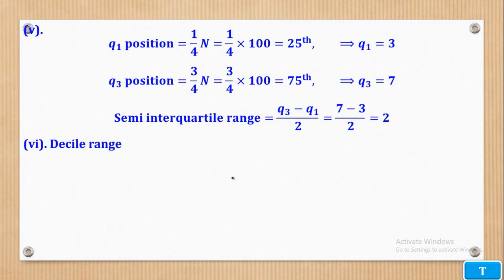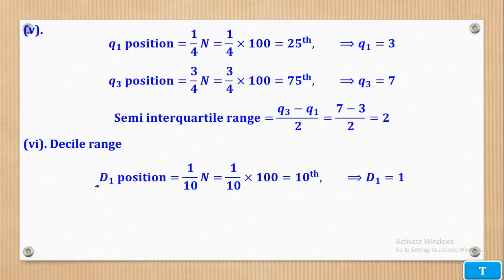Then Roman 6, they wanted decile range. Now decile range means D9 minus D1. So for you to get D1, you have to first get the D1 position. And decile, remember, means out of 10. Therefore D1 is 1 over 10 times n, and n is 100, so we'll come up with 10. Now, like I told you, we put this to help students remember that this is not the final answer they want. What they want is this one, but the question is, how do they get it? We have to first get this position, and after that position we shall go back to our table.